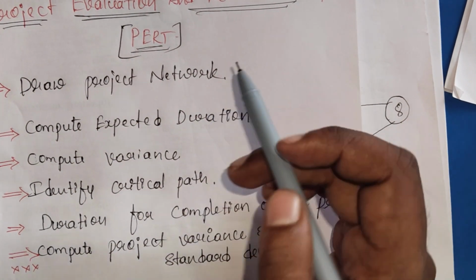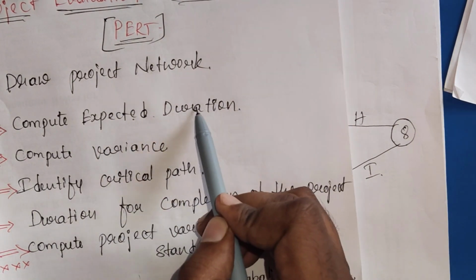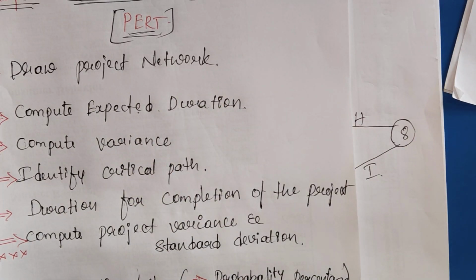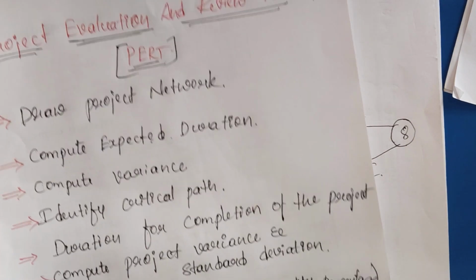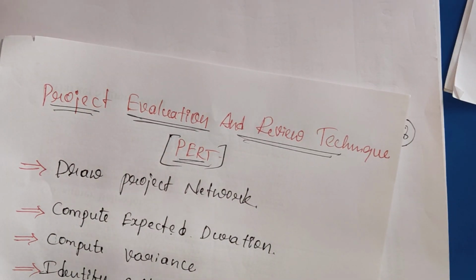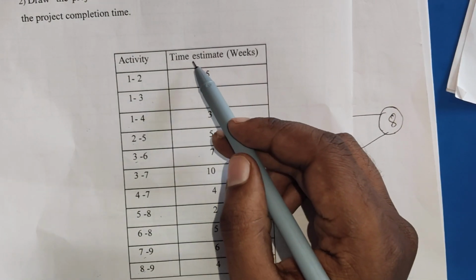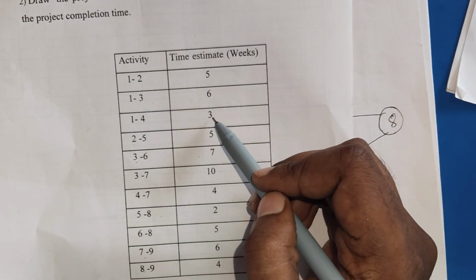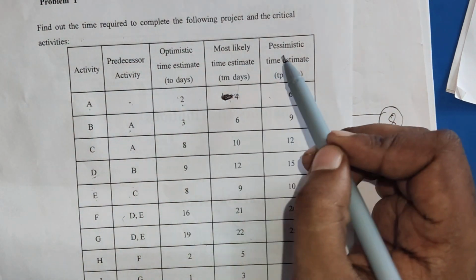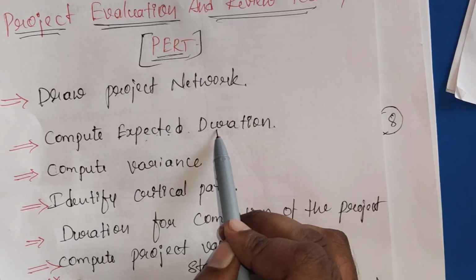First one, draw the project network. Yes, we are done. And second one is compute expected duration. In the previous critical path method problem, they directly gave the time estimates: 5, 6, 3, 5, 7. But in this problem, they give the optimistic, most likely, and then pessimistic times. That's why we need to calculate the expected duration.